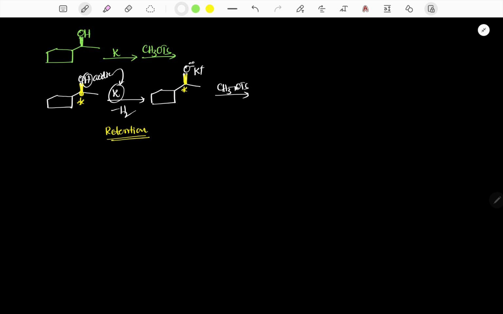Now it is treated with CH3OTs and it is an alpha carbon. There is no beta proton, we are having only alpha proton. Now here it is a good leaving group, therefore O- attacks at this carbon, the leaving group will leave through SN2 reaction, and this reaction is known as Williamson ether synthesis.